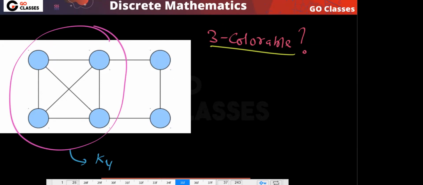Just notice one thing. If I give color number 1 here, I cannot reuse this color in this area, because they are adjacent.